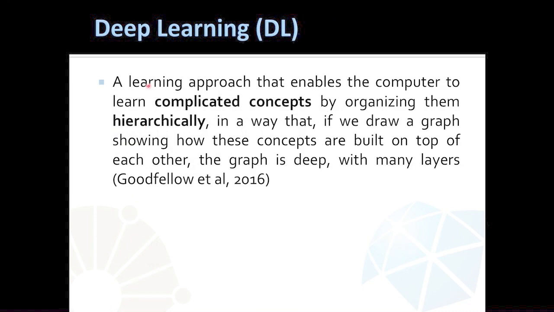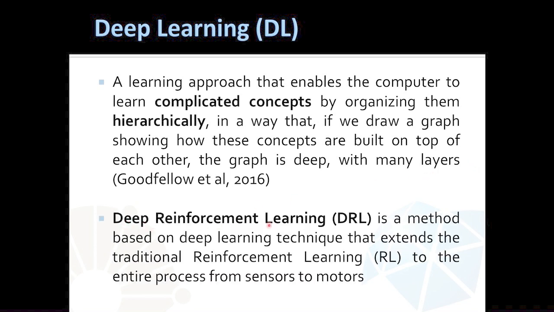Deep learning is a learning approach that enables the computer to learn complicated concepts by organizing them hierarchically, in a way that, if we draw a graph showing how these concepts are built on top of each other, the graph is deep, with many layers. Deep reinforcement learning is a method based on deep learning technique that extends the traditional reinforcement learning to the entire process from sensors to motors.